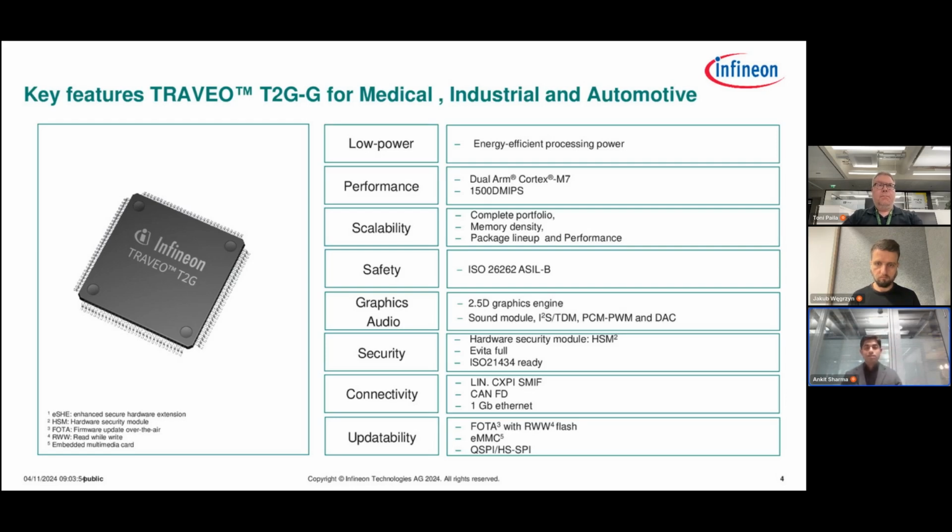In terms of performance, it can deliver up to 1500 DMIPS. It has a dual Cortex-M7 ARM core. In terms of scalability, the complete portfolio is very scalable, as you might have seen in the previous slide. On the y-axis, we had the performance scalability. On the x-axis, we had the scalability in terms of memory sizes or package footprint. The devices start from 64 pins and go up to 320 balls. On safety, it has a very high level of safety, meeting the safety standard of ISO 26262 ASIL-B.